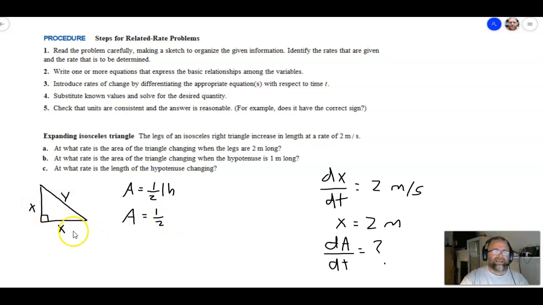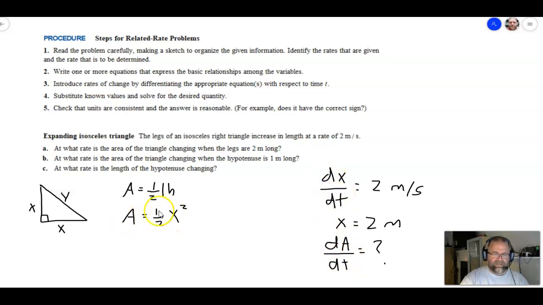Oh, I'm sorry, x times x, which is equal to x squared, not 2x, x squared. I was adding them. All right, so now this is the area of our triangle here. We've related the side length to the area, which is great because now I need to find the derivative of the area with respect to time and the derivative of the side with respect to time.